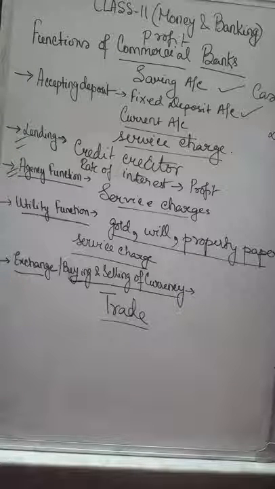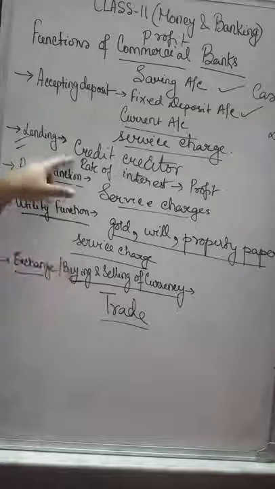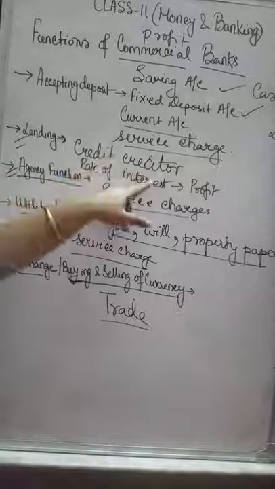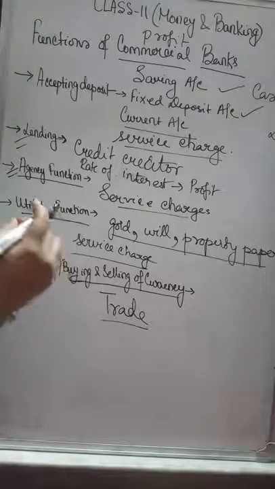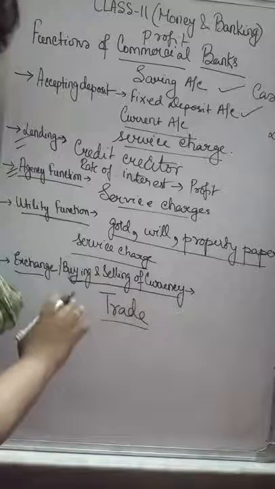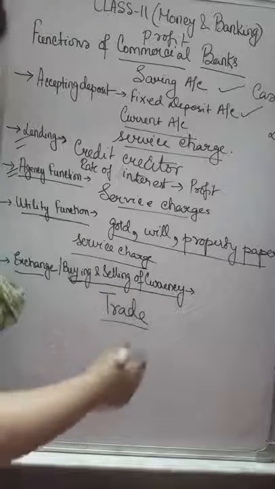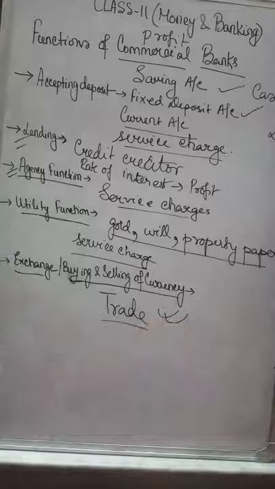If only one function has to be mentioned, what is the main function? Lending, or credit created in the economy. Second, they are there for profit maximizing. So whatever work they do, they actually charge a service fee. For buying and selling the currency, they are offering such a service. Here also they take a service fee. So whatever function you see, they are doing mainly for the aim of profit maximizing.